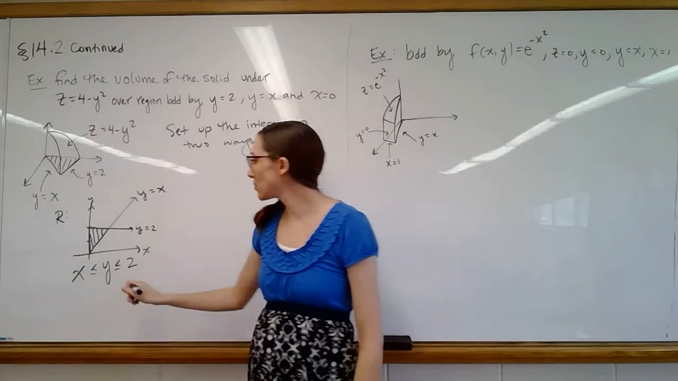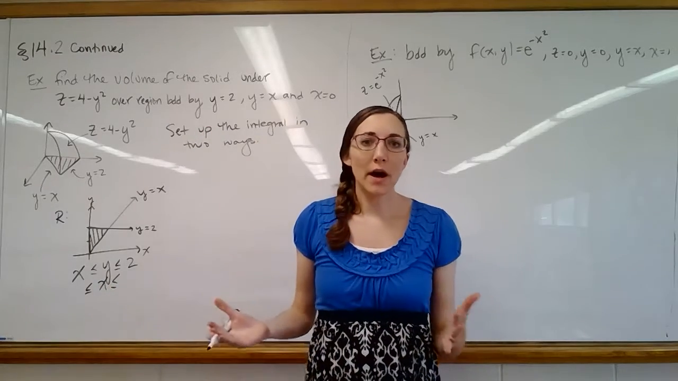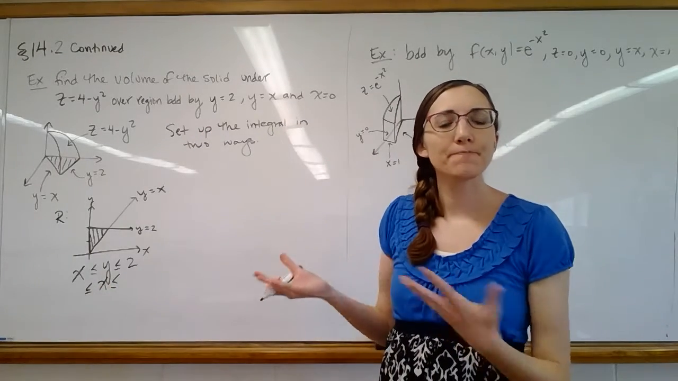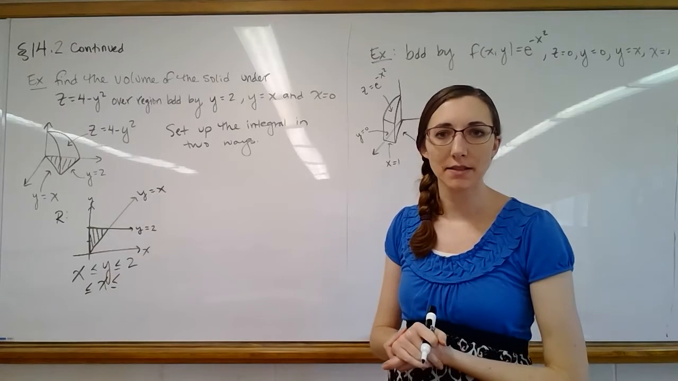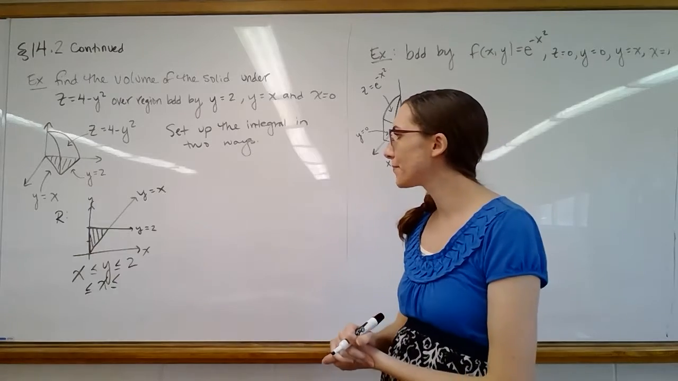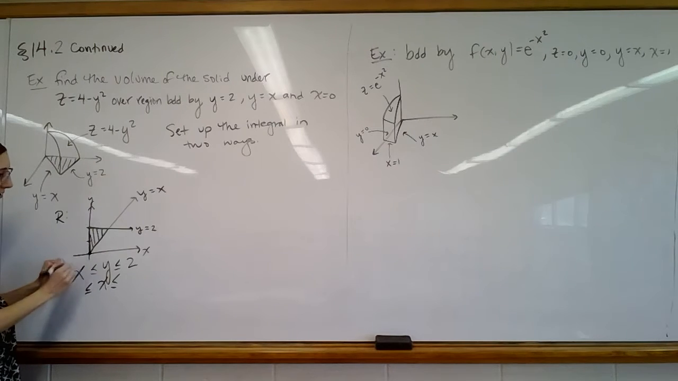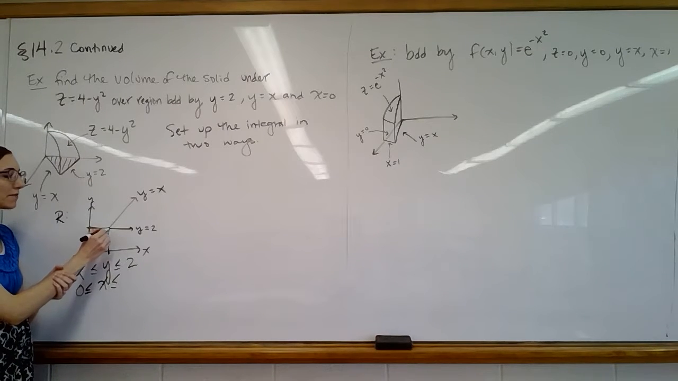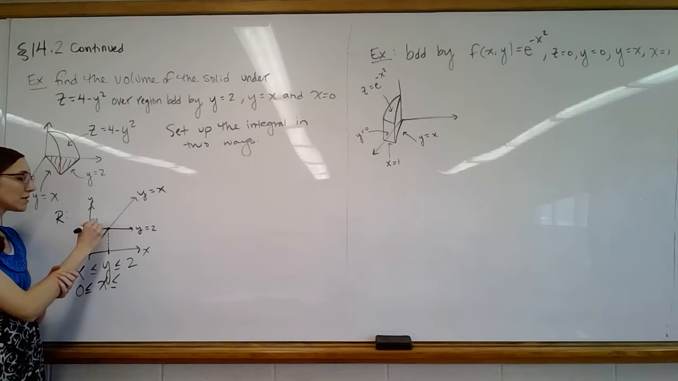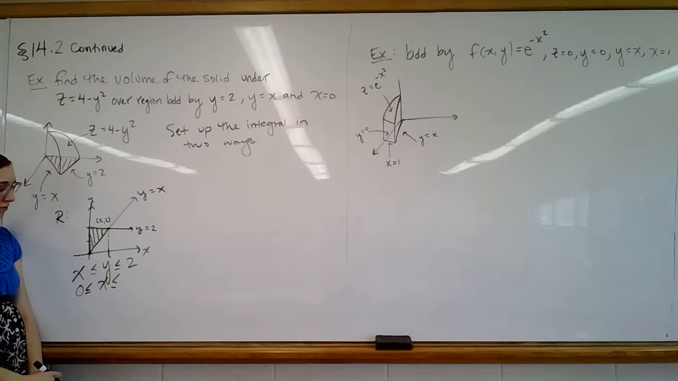Now we would need to look at numerically, for y going from x to 2, where does that happen on the x-axis? What is the lowest that we want x to go, and what is the highest that we want x to go? Well, the lowest we want x to be, if we look on the x-axis, is over here at x equals 0. And then the highest we want x to go would be over here, so, what's the x-coordinate of this intercept point? This is the point (2, 2). So over here on the x-axis is a 2.